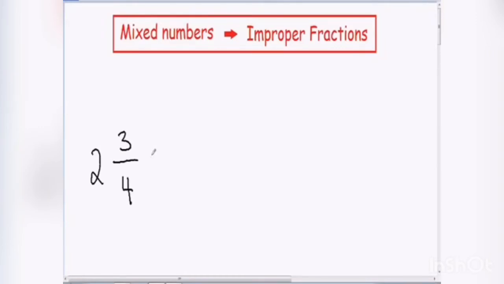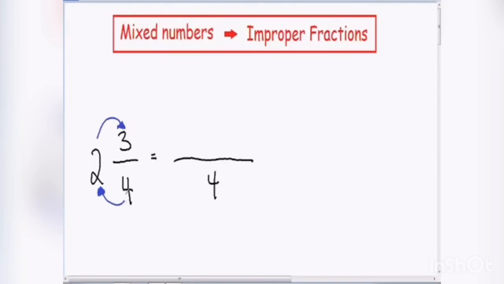And the first thing I want to point out is that when you change a mixed number into an improper fraction, the denominator always stays the same. So since we have a denominator of 4 in our mixed number, then we're going to have a denominator of 4 in our improper fraction. And the only thing that we need to do in the numerator is multiply the denominator by the whole number, and then we need to add everything to our numerator.